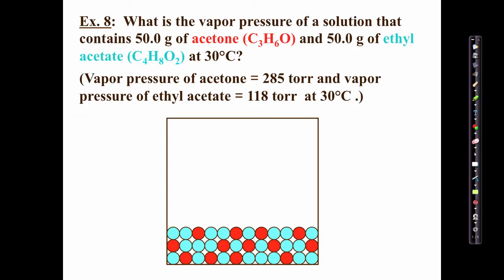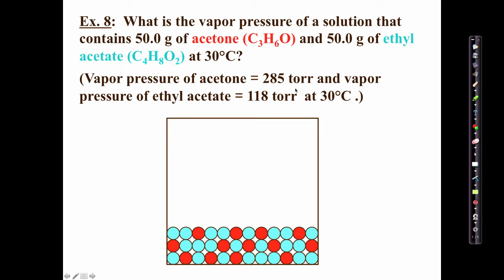Okay, so here's an example of this, example 8. What's the vapor pressure of a solution that contains 50 grams of acetone, which is C3H6O, and 50 grams of ethyl acetate, which is C4H8O2, both at 30 degrees, and we are given the vapor pressure of acetone and the vapor pressure of ethyl acetate at 30 degrees Celsius, so these would be for the pure substances.